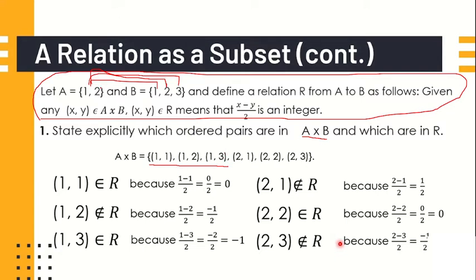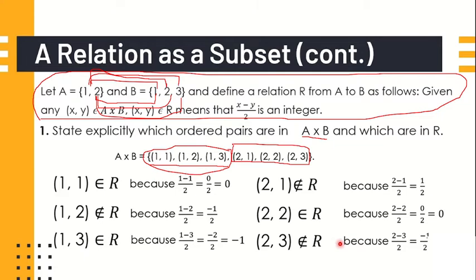Okay. So, A times B: the elements of set A, you just multiply them with set B. Say 1, you just distribute it. 1 times 1, 1 and 2, 1 and 3. Next, 2 times 1, or 2 and 1, 2 and 2, 2 and 3. So we got this.